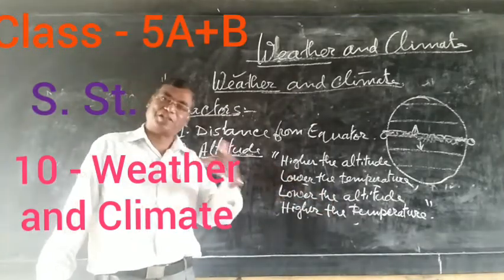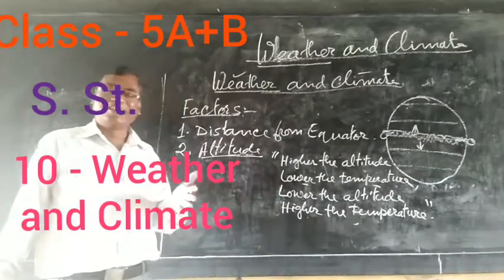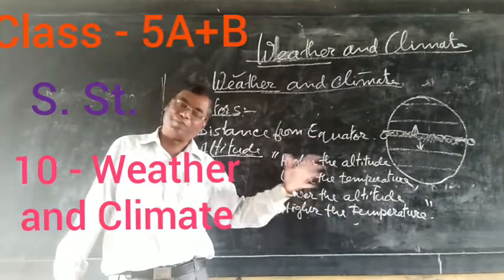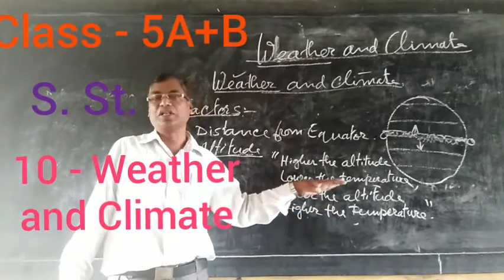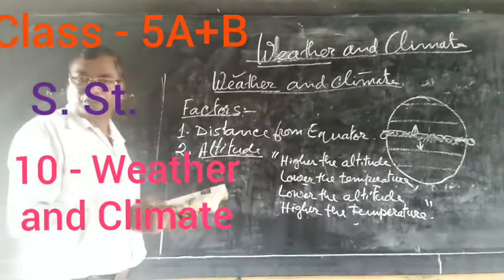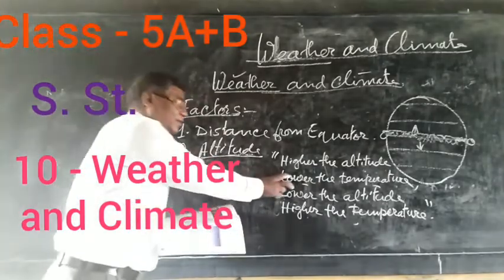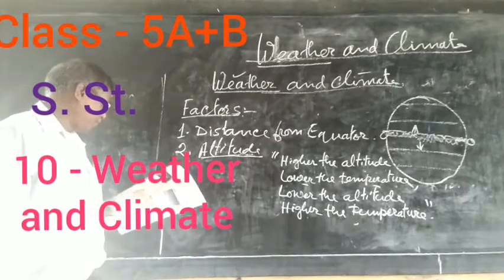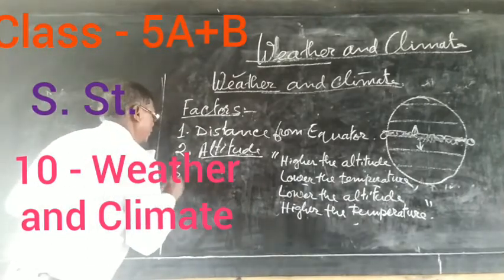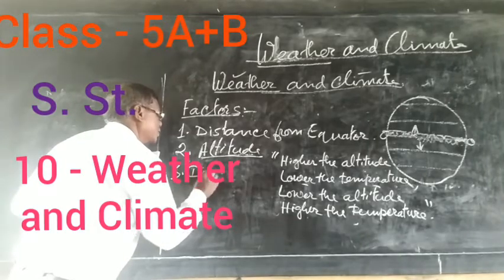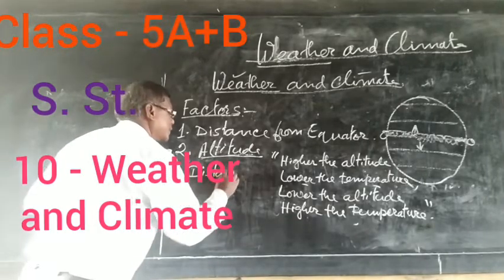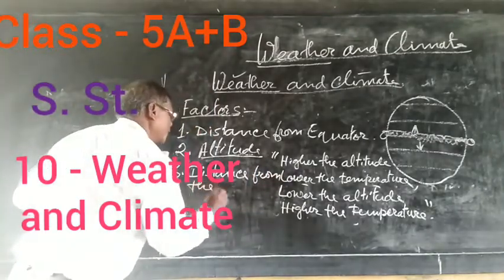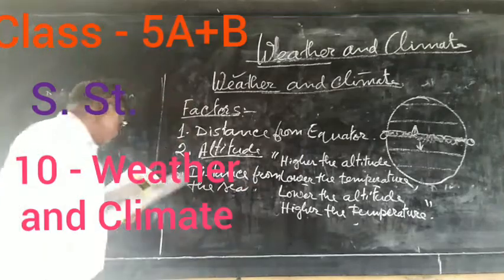But each formula has some exceptions. Sometimes a high place may also be a hot place, but it is the general formula. Okay. Next one, number 3, is the distance from the sea.